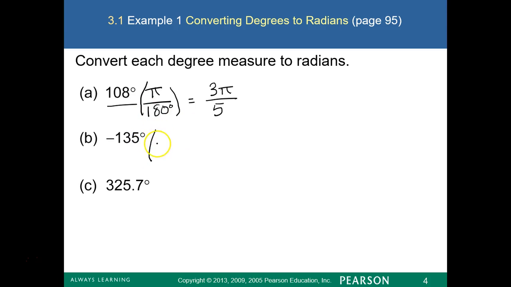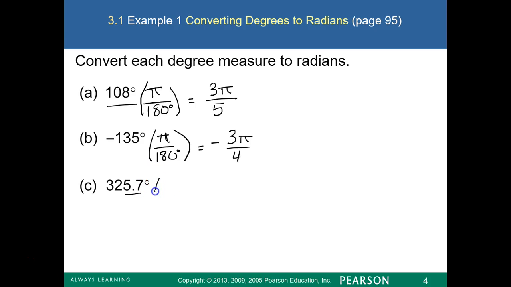All right, let's look at this one. Again, multiply by pi over 180 degrees. Now simplify this. 135 divided by 180 simplifies to 3/4. So negative 3 pi over 4, and we're done. On this next one, since it's in decimal degrees, we are going to put it in decimal radians. We are going to multiply the pi, 3.14, throughout your decimal number here.